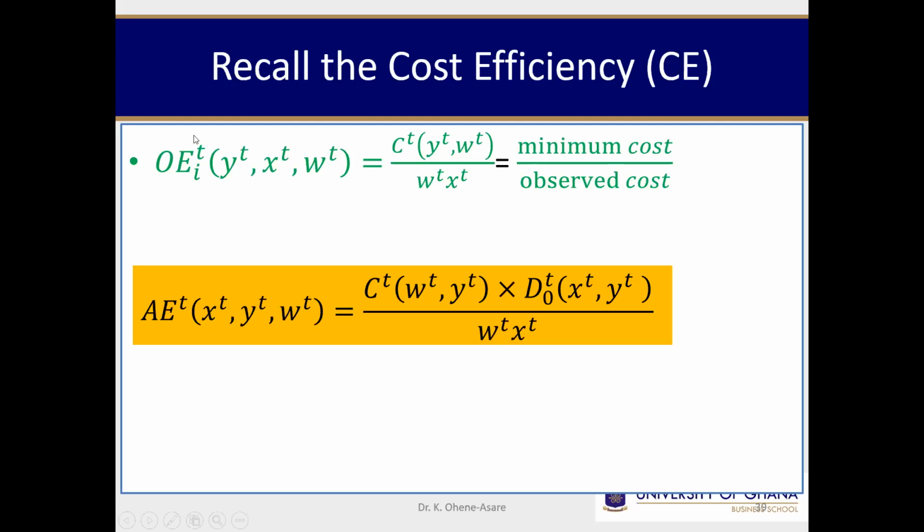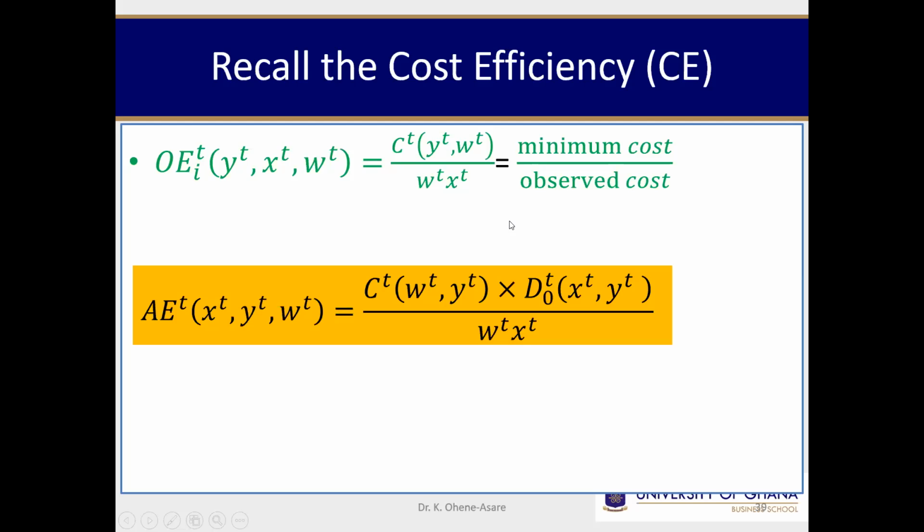The normal cost efficiency is this. We call it overall efficiency. That's another name for it. The standard cost efficiency is this, and in this context we are putting it as if it's in year T. This cost efficiency, or the overall efficiency, is defined as the minimum cost over observed cost. You know this: the minimum cost over observed cost.